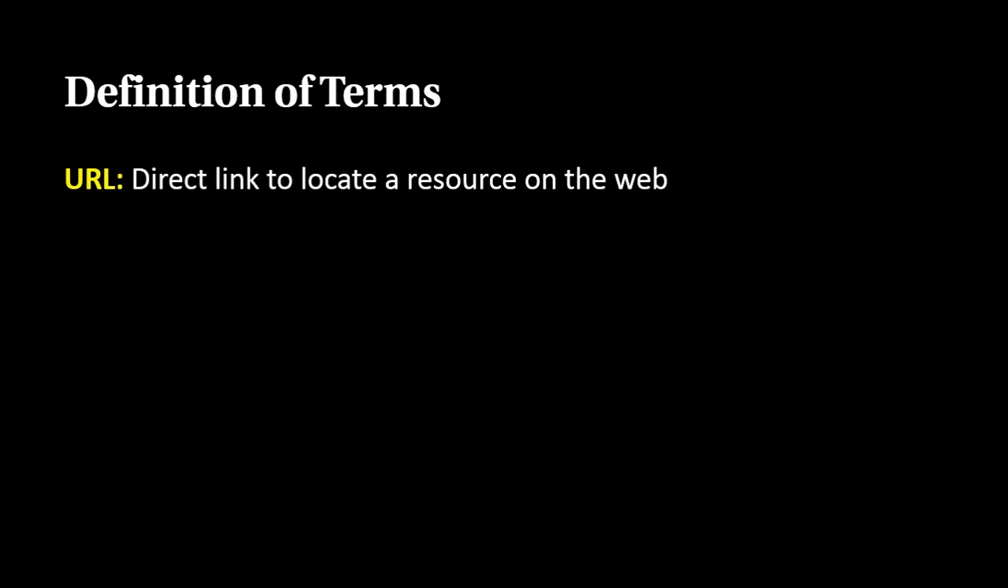The first one is called URL. URL stands for Uniform Resource Locator. The Uniform Resource Locator is a link that helps you to locate a resource on the web. That means, for example, have you ever had a Dropbox link, or someone sent you a link that leads you to a direct file that you can download? That's a uniform resource locator.